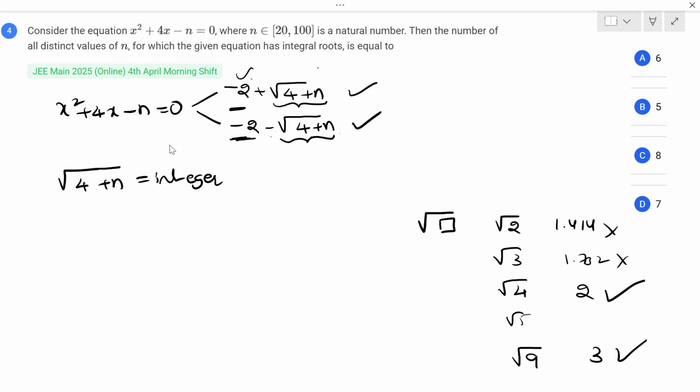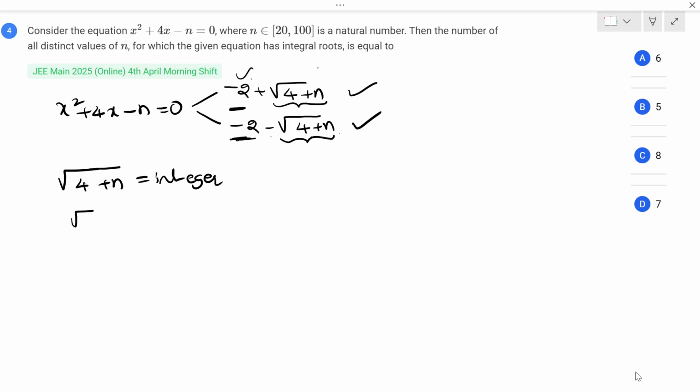So why is square root of 4 an integer? Whatever is in the box, that is 4, is 2 square, a perfect square. Why is square root of 9, which is 3, an integer? Because whatever is in the square root, that is 9, is 3 square, a perfect square. So if square root of dabba is an integer, then dabba should be a perfect square. In the dabba we have 4 plus n, which should be a perfect square.